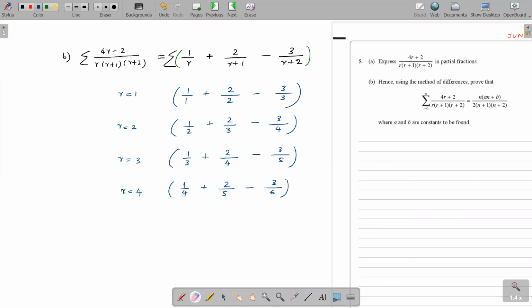We don't need to go for r equals 5. So we need to try to find the cutting pattern. So how does it cut? I think you can see if you try to take it 2 by 2, it doesn't work, right?